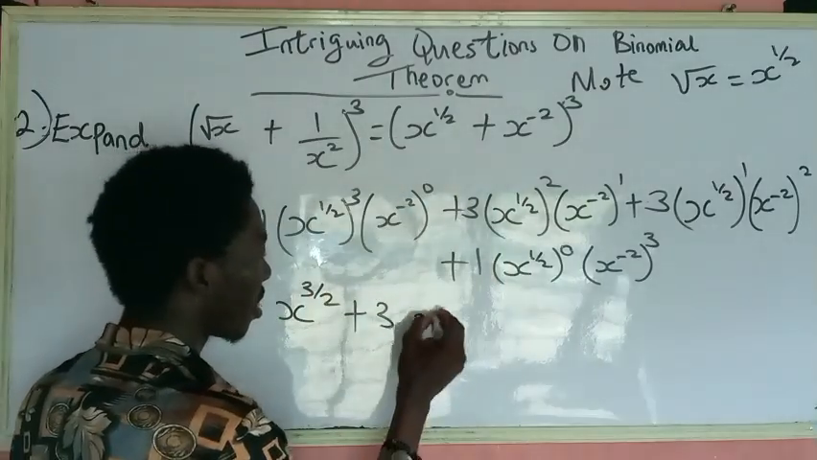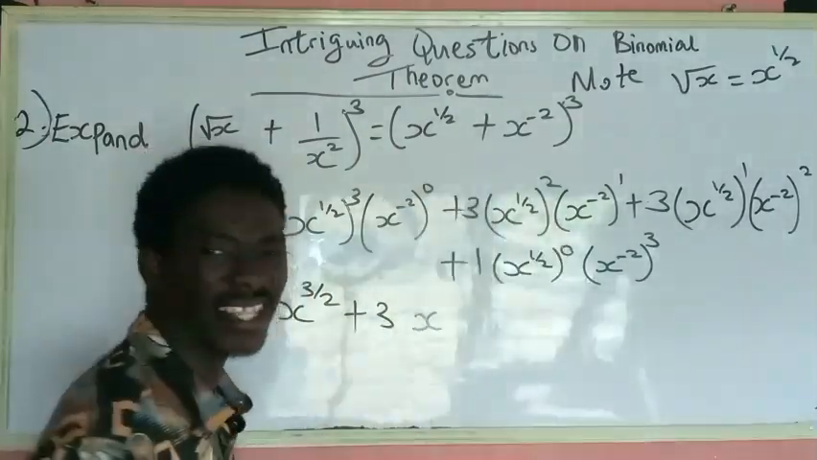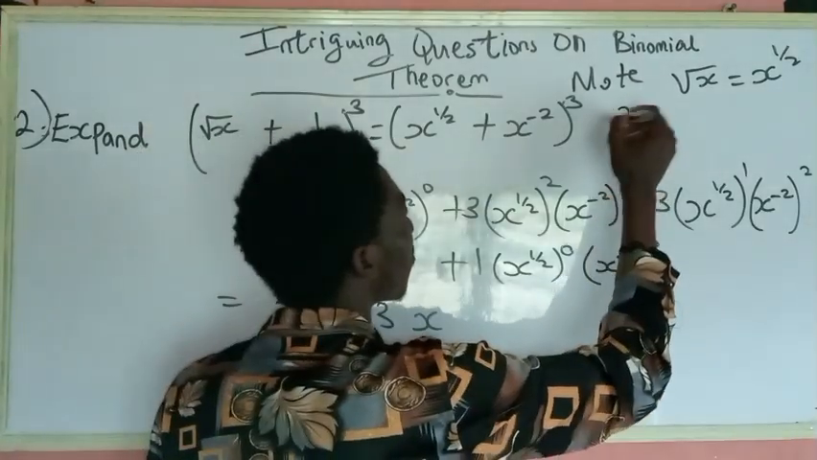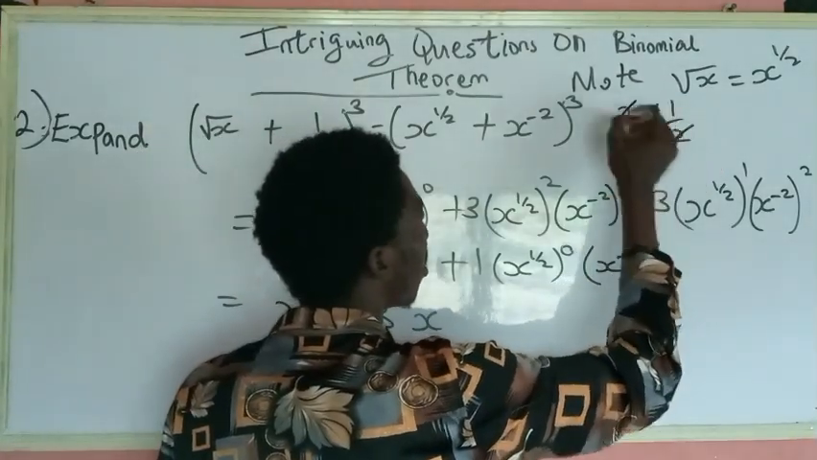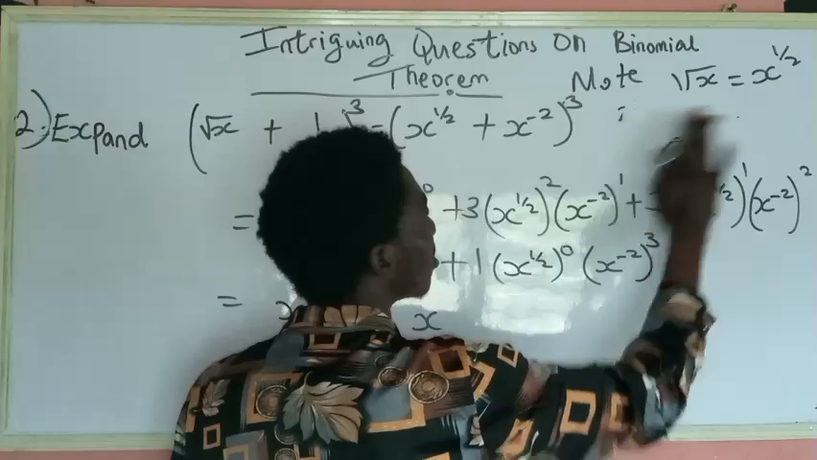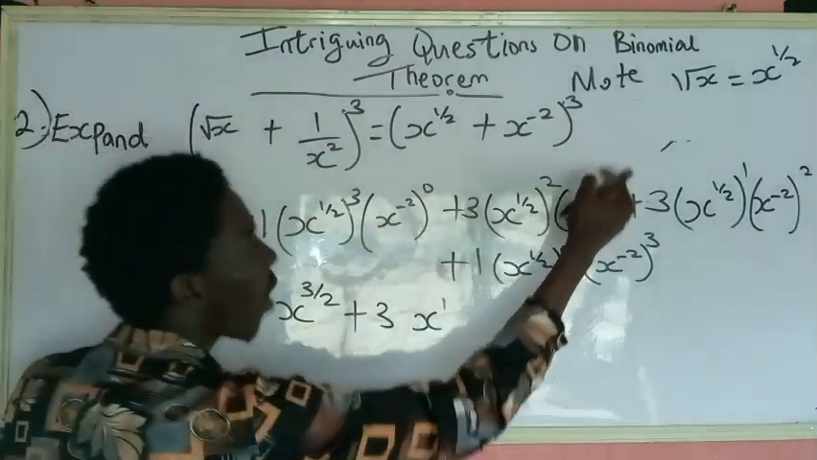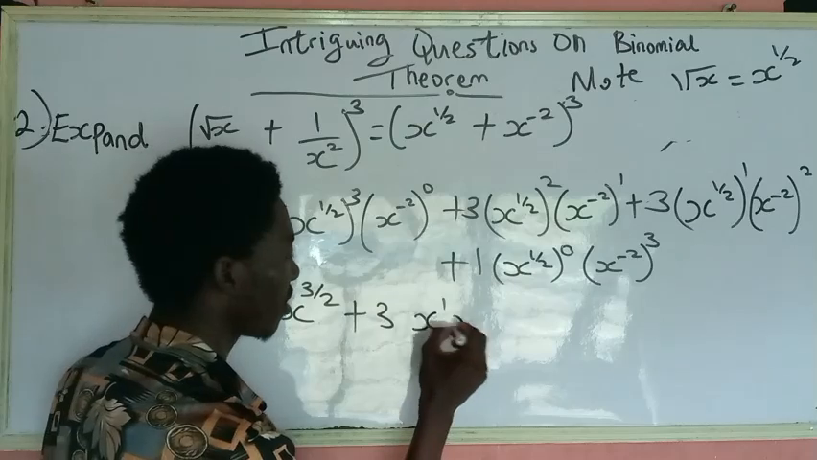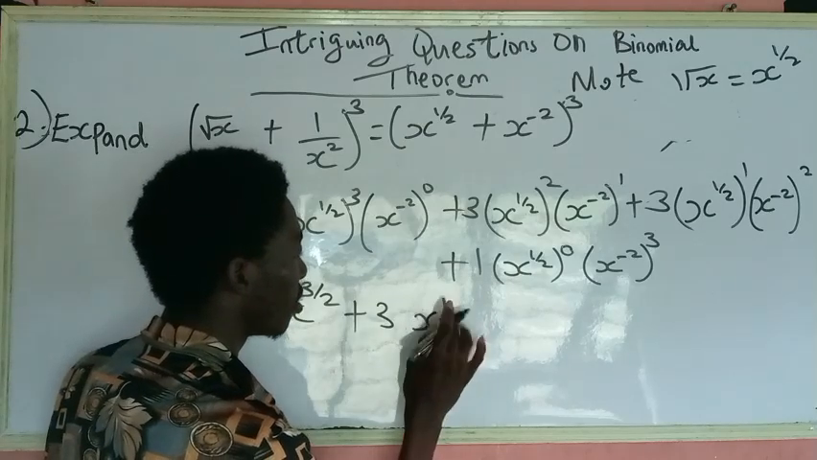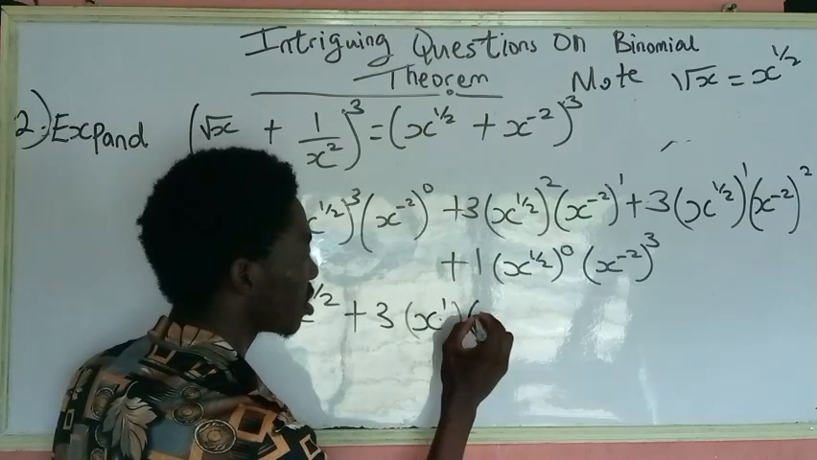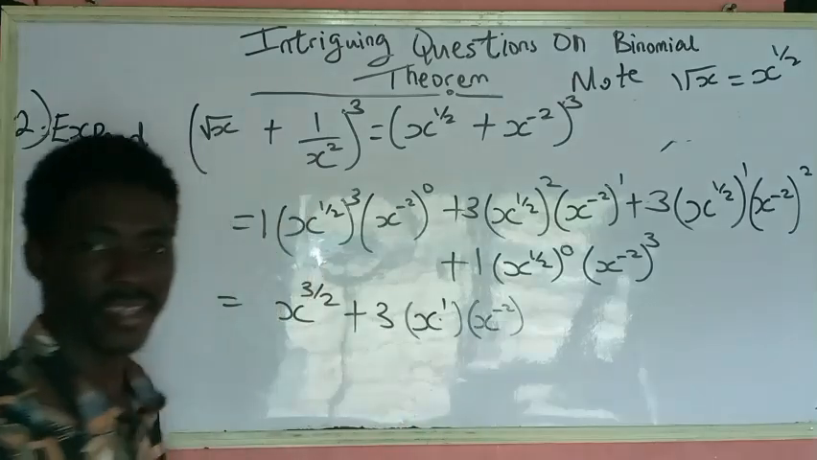You have 2 multiplies half. 2 times half is what? 1. x is per 1. 1 times minus 2 is what? Is minus 2. So let me put this, they are multiplying each other. Minus 2. Can you see that?